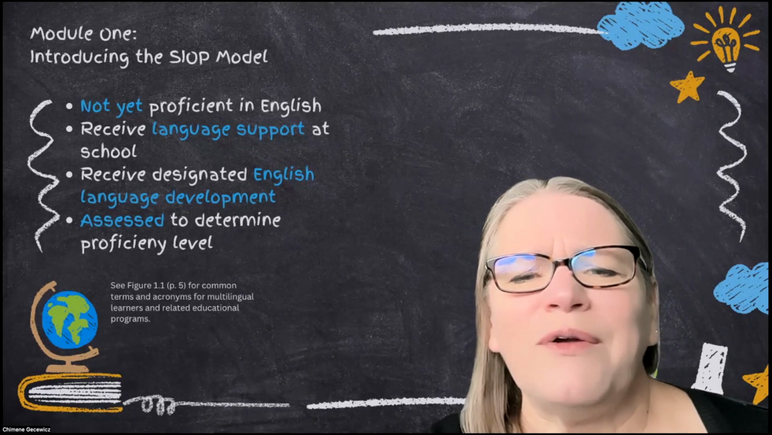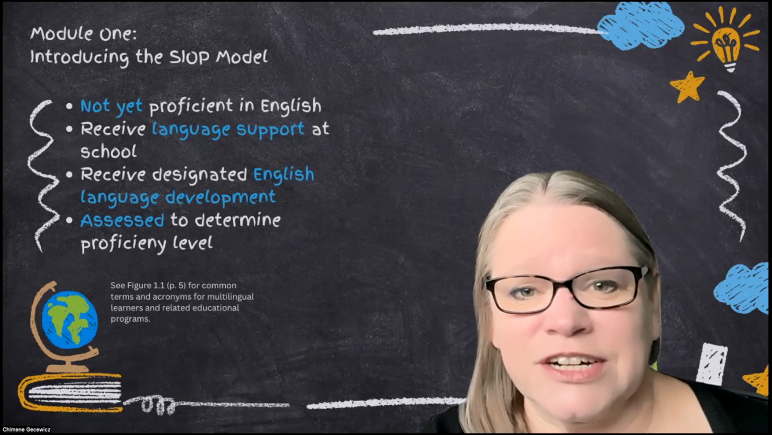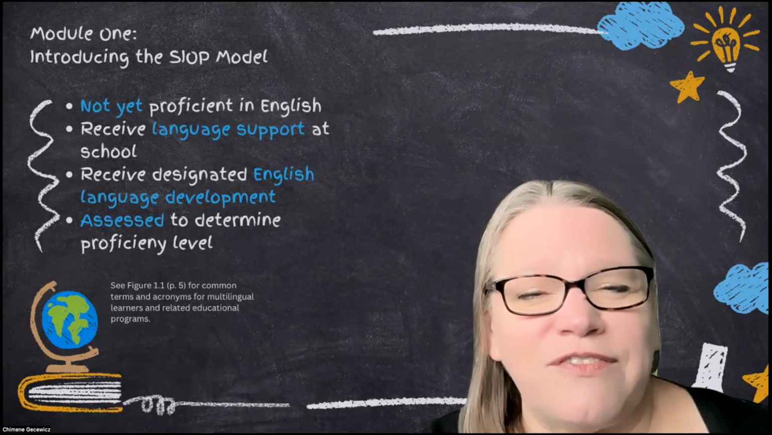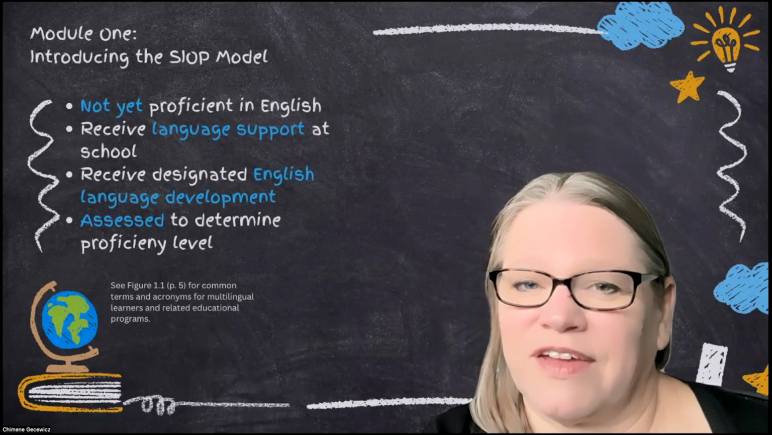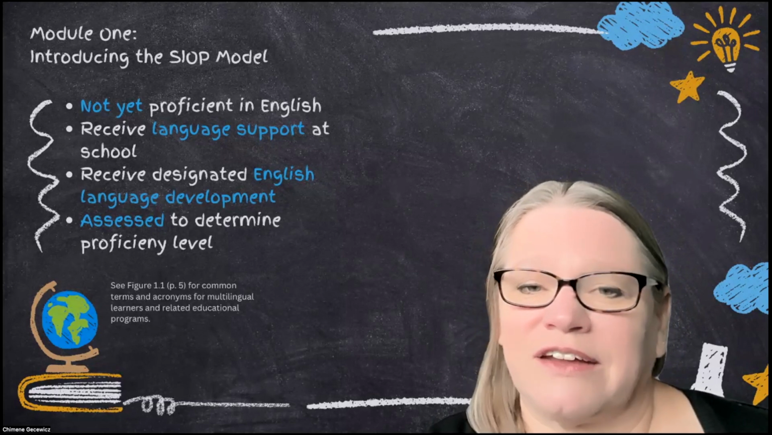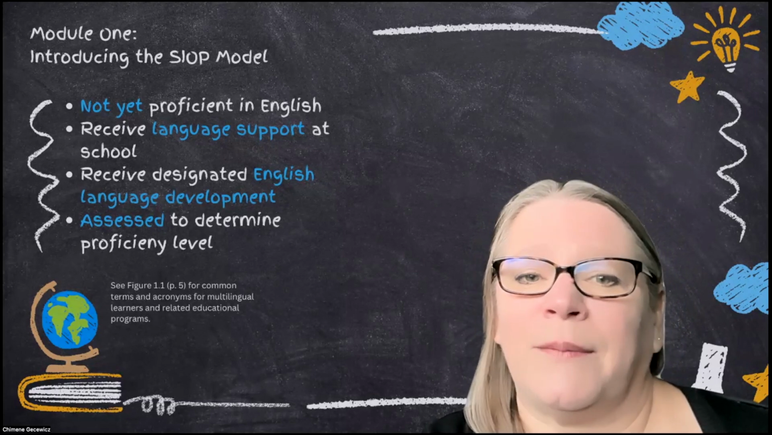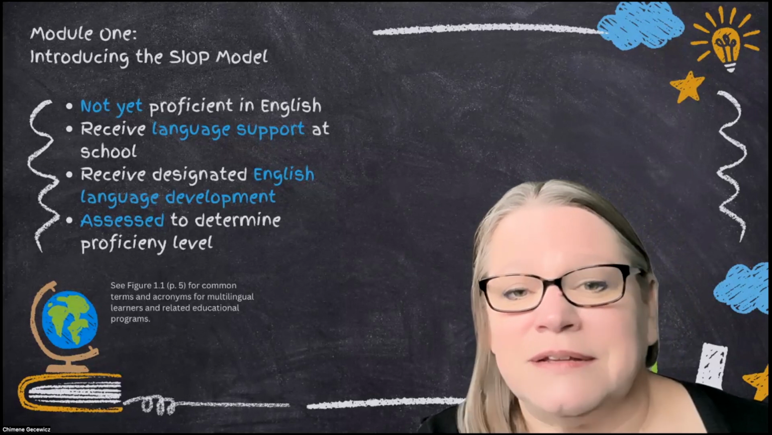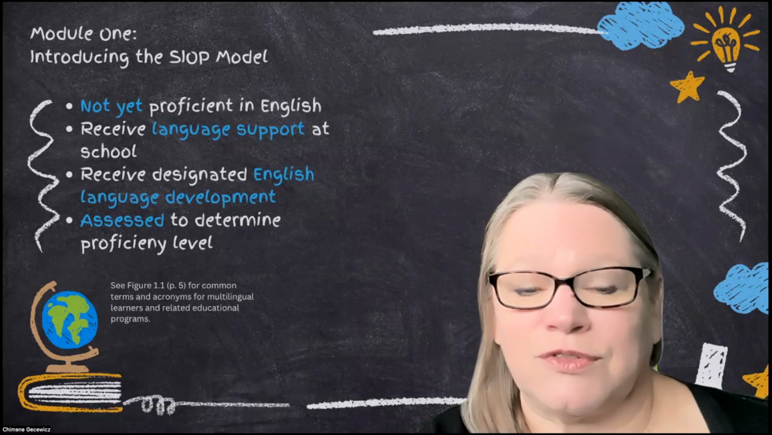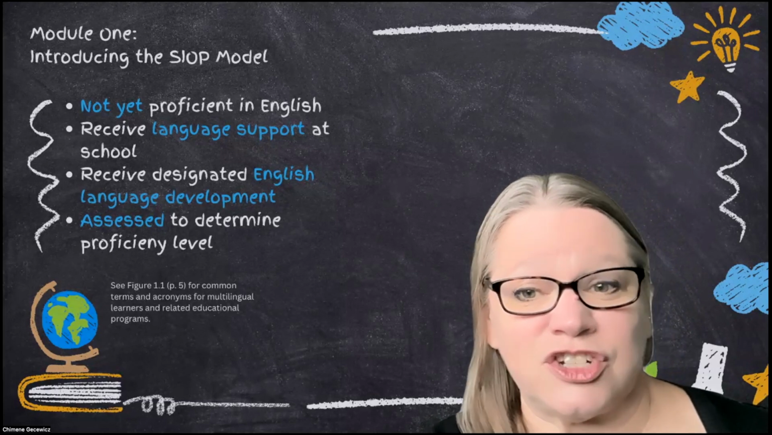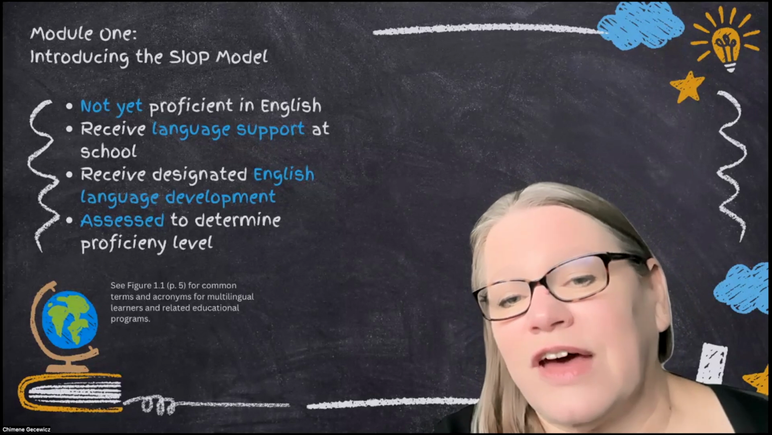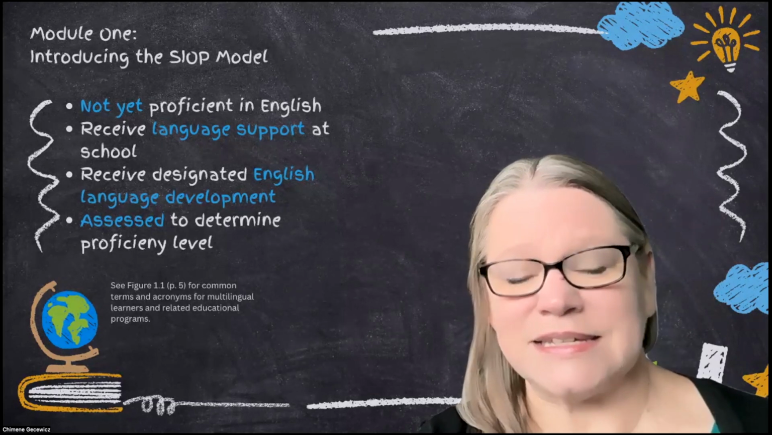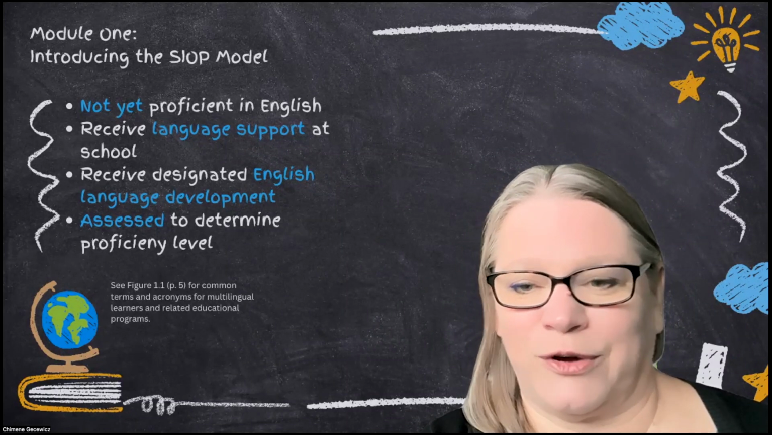So I really encourage you to pause the video right here and go back to page 5 in the textbook. And I want you to look at Figure 1.1 on page 5. You've probably heard of a lot of the terms that show up there, but you may find some that are new to you. Here in Mississippi, the Department of Education refers to these students as English learners or ELs. So that's probably a term that you will hear me using a lot in this class, but I just wanted to get that out there.